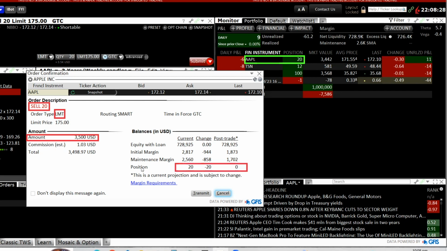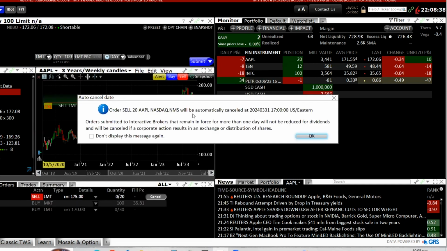You can see here the position. Currently, I own 20 shares of Apple. I decided to sell off the remaining 20, so I no longer own the Apple shares. Now let's click on transmit.